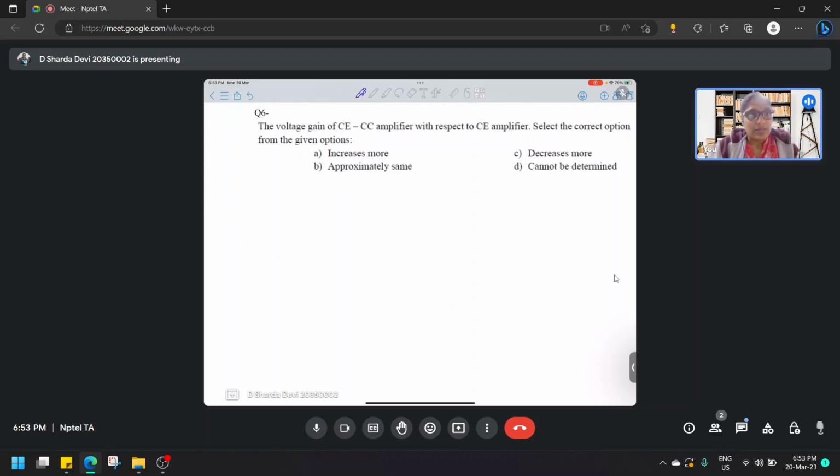As we have solved earlier also in the numerical, the gain actually reduces. That is because CE has a higher gain and CC has a gain less than 1. So even if it was just the product of the two gains, it would have reduced. But other than that, in the CE-CC combination, we also see a loading effect, and the loading effect is always less than 1, right? It will give you a less than 1 factor, so it will deteriorate the gain even further. So what happens to the gain when we see a CE-CC amplifier? It actually reduces the gain, so the gain decreases more. So this is the answer.